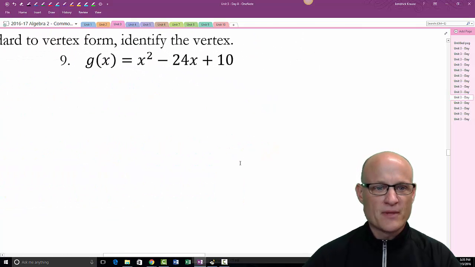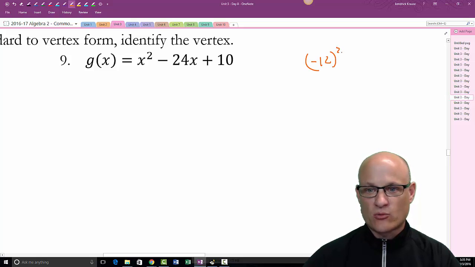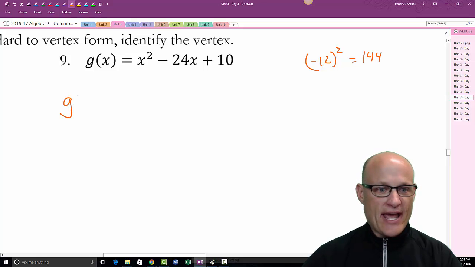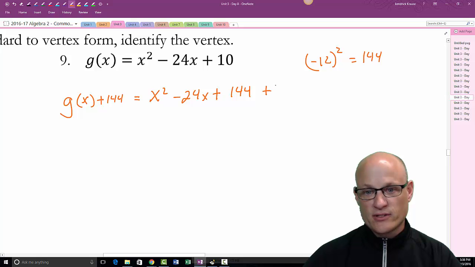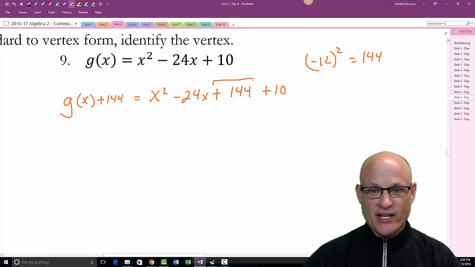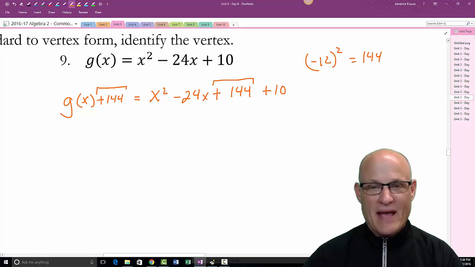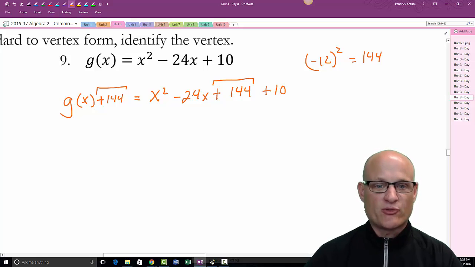All right, let's do this one. So we're going to take half the middle term. Half of this is negative 12, and negative 12 squared is 144. So we're going to add 144 to both sides. x squared minus 24x plus 144 plus 10. So we're adding the same thing to both sides. Remember, that's how you balance an equation. You do the same thing to both sides.